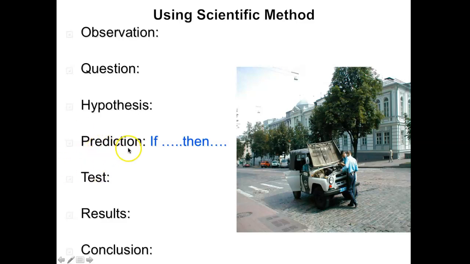Okay, so you make a prediction. If I fill the tank with gas, then the car should start. You test it, you put some gas into it. Your results, you turn the key and it still does not turn on, right? You gassed it up, but it's still not working. So what's your conclusion? Your conclusion is it's not the gas, right? So then you go back and you change your hypothesis. You want to change that and you start all over again with your test and your results and your conclusion. So that's basically your scientific method, and you do it every day probably, right?